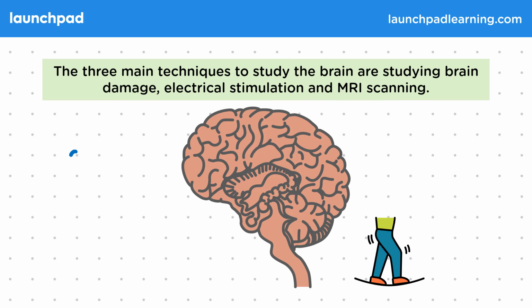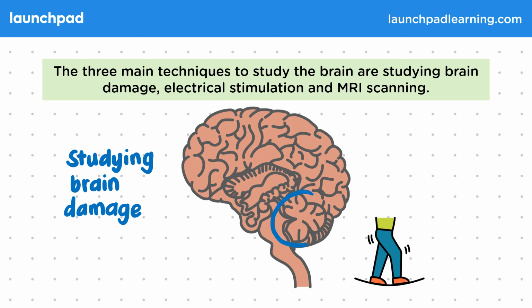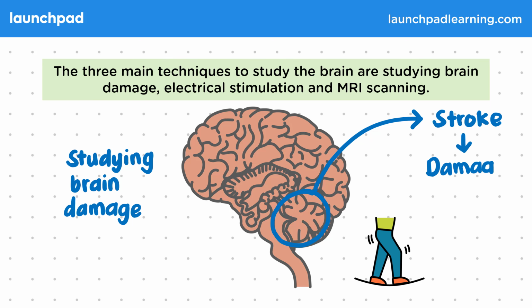Let's first have a look at studying patients that have brain damage. So for example, let's say a patient has had a stroke in this part of the brain. A stroke is what happens when blood supply to part of the brain is cut off, leading to damage. As a result of this damage, we find that people get a loss of balance. This resulting loss of balance could teach us that this part of the brain is responsible for balance. How about some more technological ways of studying the brain?